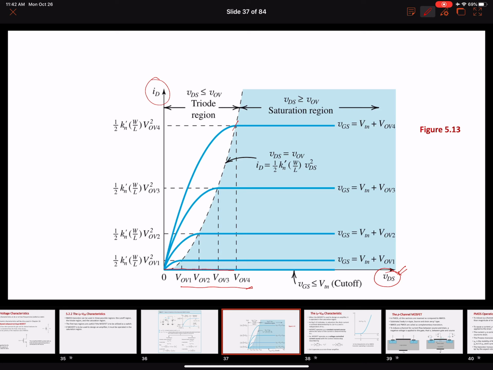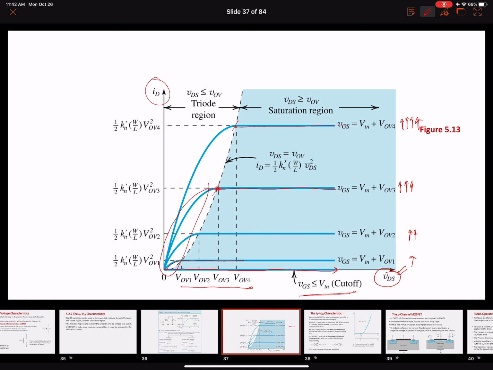Over here, our gate to source voltage is less than the threshold voltage, so we are cut off. Then we have these equations in which this region is the triode region, and this part of the figure is the saturation region. As we are increasing the overdrive voltage, and in turn the gate to source voltage, our drain current is increasing, right?